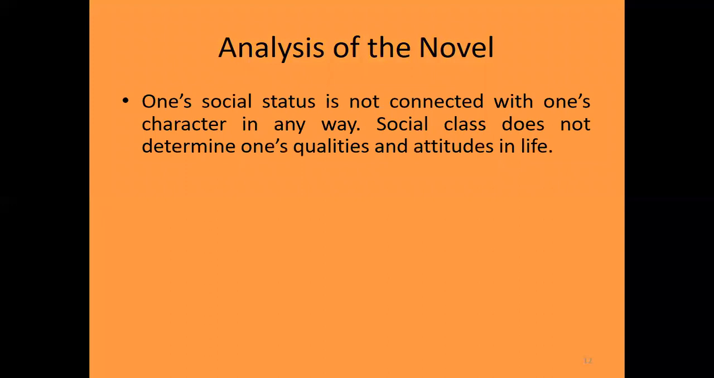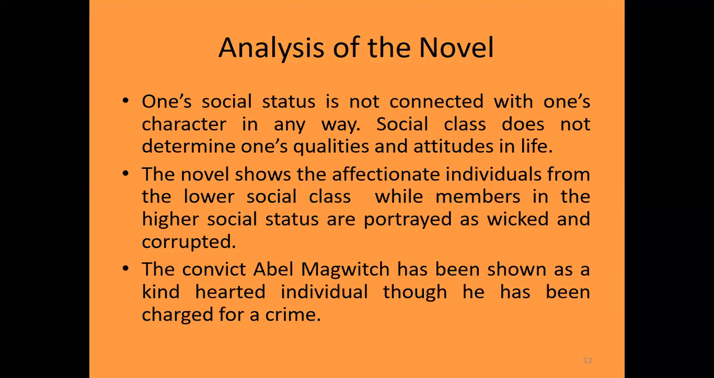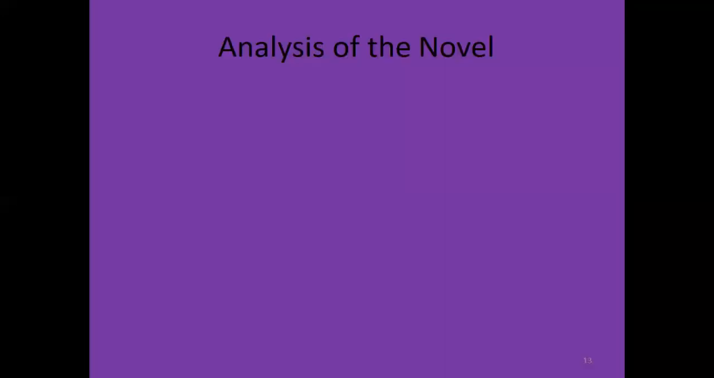Analysis continues. One's social status is not connected with one's character in any way. Social class does not determine one's qualities and attitudes in life. The novel shows affectionate individuals from the lower social class, while members of the higher social status are portrayed as wicked and corrupted. The convict, Abel Magwitch, has been shown as a kind-hearted individual, though he has been charged for a crime.